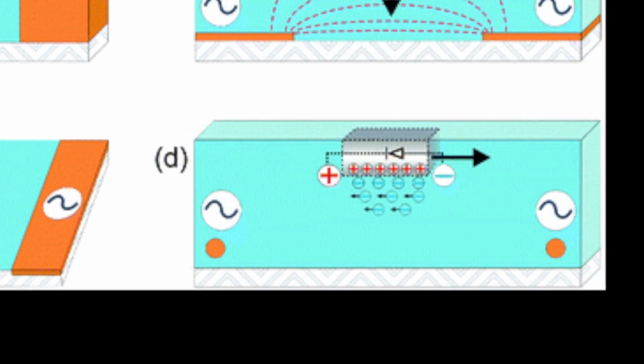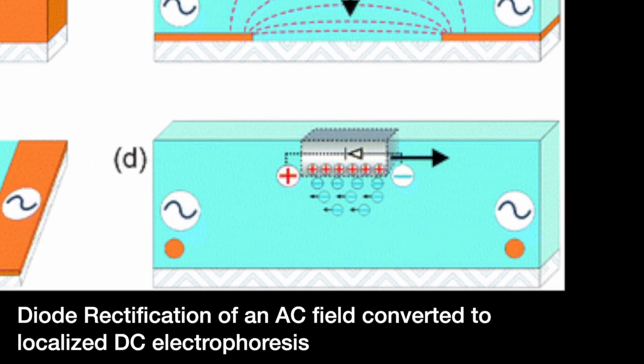So picture D shows the diode rectification of an AC field converted to localized DC electrophoresis. So the diode self-propels in one direction due to AC field rectification between the diode's electrodes.